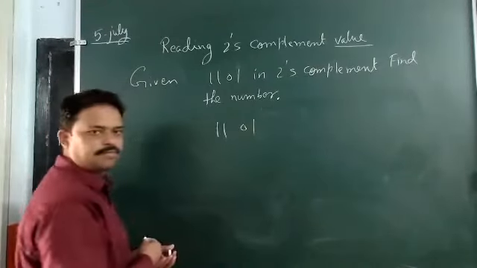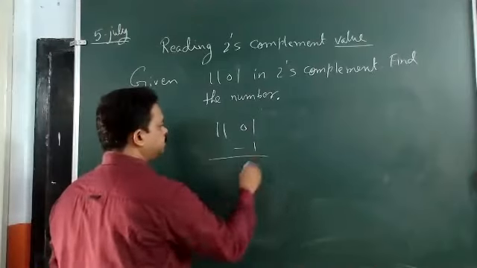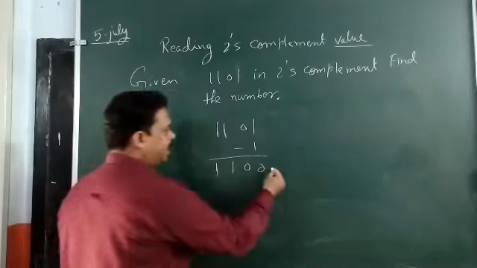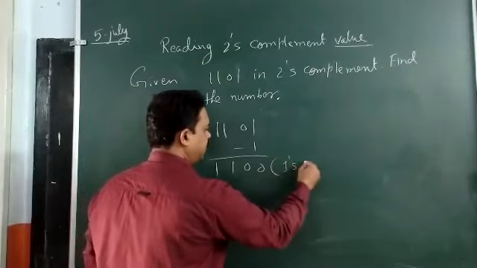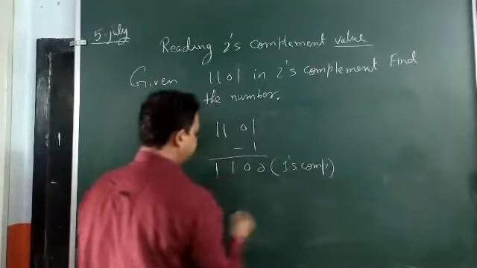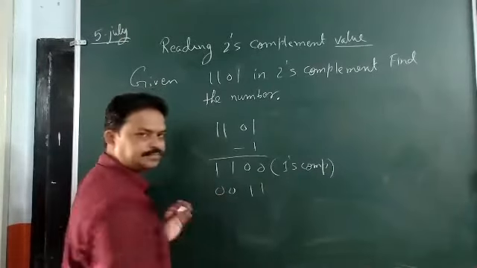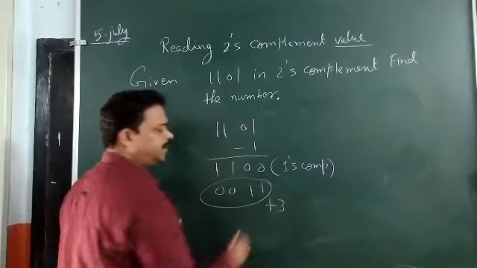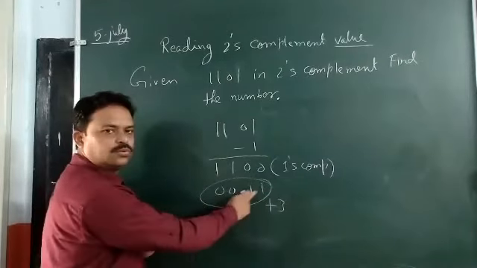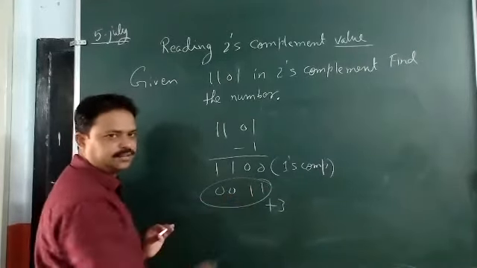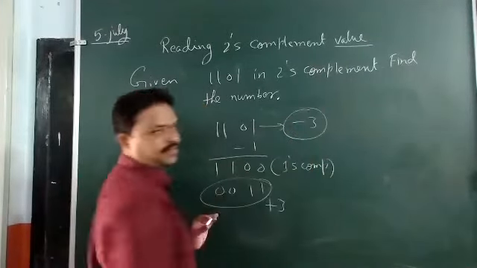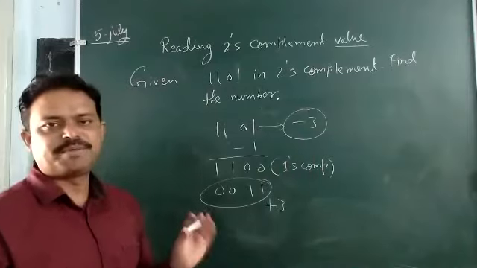1101. First of all, do -1. 1100. Then take its 1's complement. 0011. Very simple. This is nothing but +3. 1 plus 2, 3. If it is +3, then sure it is -3. It is -3. Simple method.